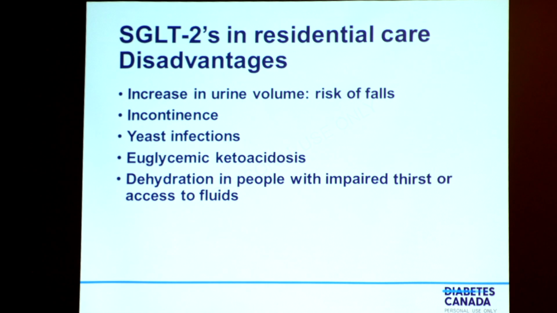euglycemic ketoacidosis has been seen in patients who are insulin deficient, and by using an SGLT2 and reducing the insulin requirement because the blood sugars are coming down, they may go into a ketoacidosis and have relatively normal blood glucose. So this is something that we're certainly seeing in the emergency departments. And finally, these patients often have an impaired sense of thirst, or they may not have free access to fluids, so they're more at risk for dehydration. So I would say that would be used in the well elderly, but certainly with caution in the functionally dependent.